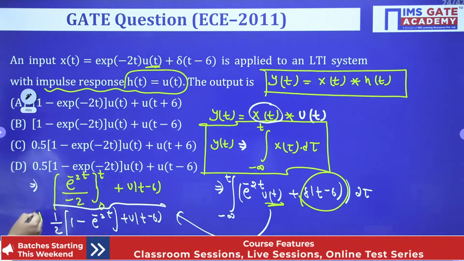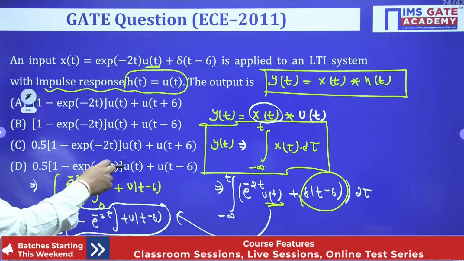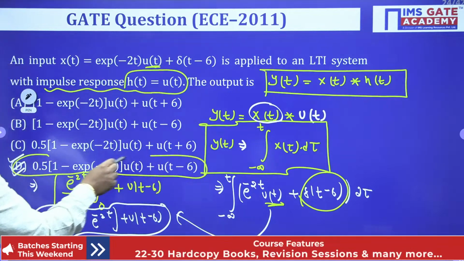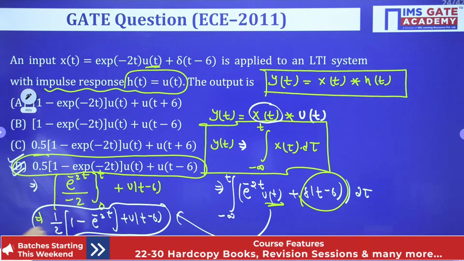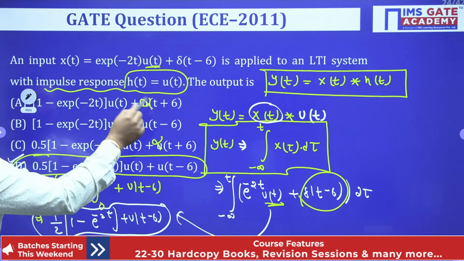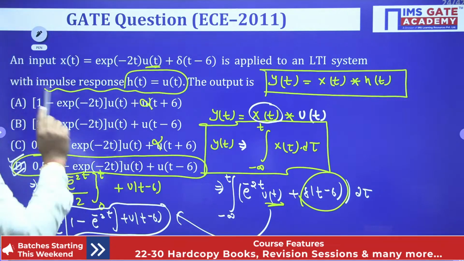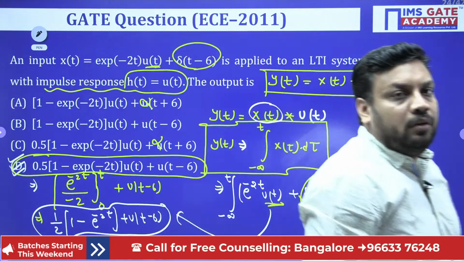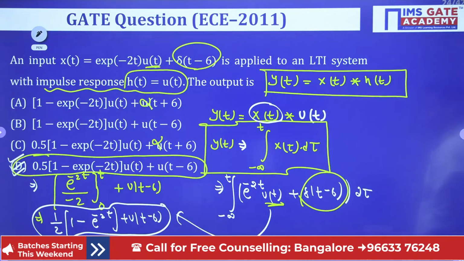And that is exactly mentioned in which option, guys? You can see here: 0.5 (1 minus e to the power minus 2t), u(t minus 6), option number D for Delhi. 0.5 means 1 by 2 outside the bracket. So u(t plus 6) you can directly ignore, because the integration of delta(t minus 6) should be u(t minus 6) only. Yes or no, children?